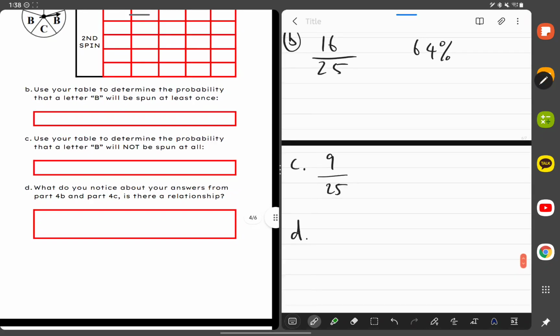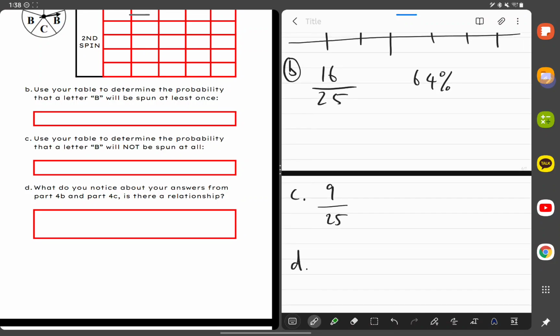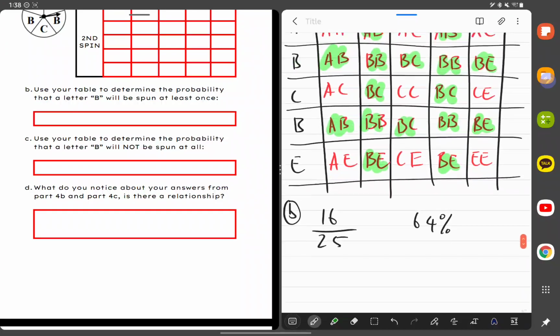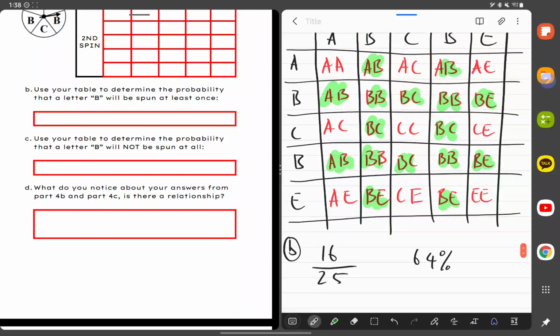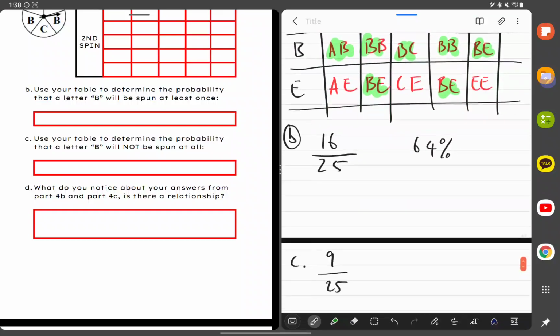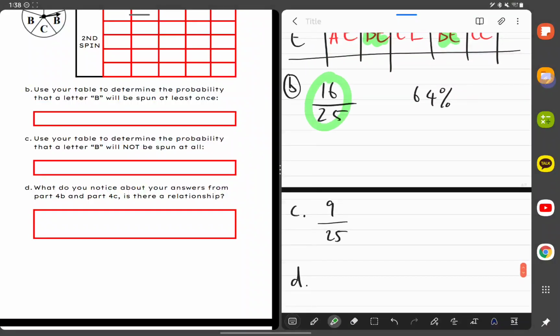Is there a relationship? Yep, it's that the answer to C is the leftovers from the question B. They are the leftovers. Or you could also say that they add up to the entire thing. If this fraction and this fraction adds up to 1, adds up to the full scope of probabilities, right? So they end up being 25 over 25 if you put them all together. And that's about it.